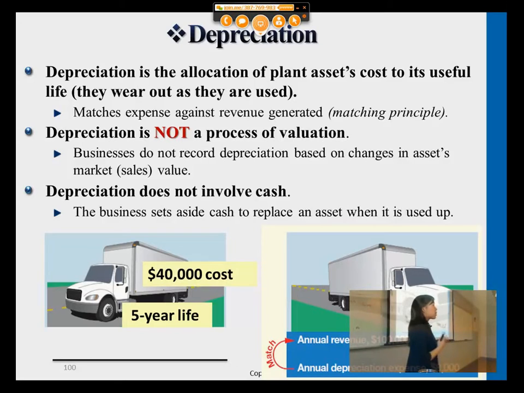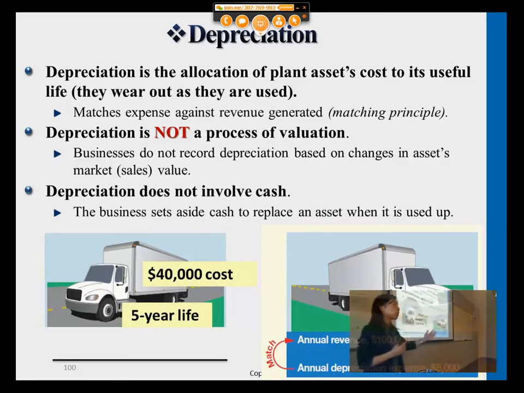We have already talked about straight line earlier in the first 4 chapters. Straight line, basically, we just spread it along the years. We have an equal depreciation expense every single season. So there's no difference if you compare across the years.